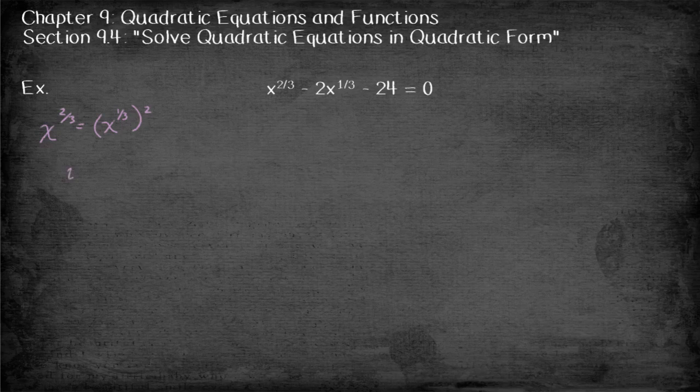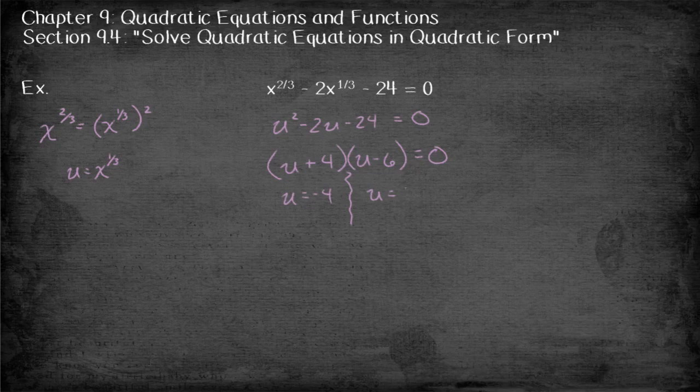So I can make my u equal to x to the 1/3 power, and then I can factor. Then I have to go back to x, so x to the 1/3 power is equal to -4, and x to the 1/3 power is equal to 6. So then I have to cube both sides to get x by itself. So the solutions are -64 and 216.